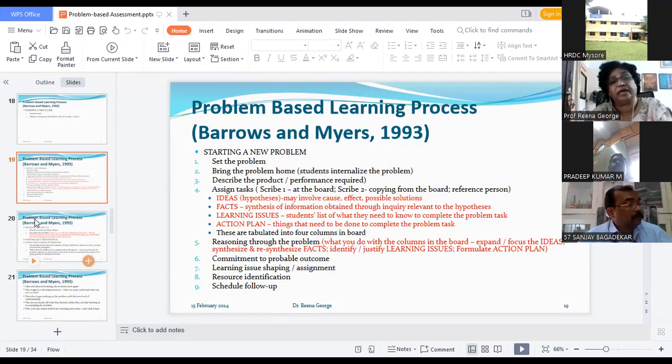Okay, so you have ideas. What are you going to do with the ideas? Synthesize and resynthesize them. You have facts. Identify or justify the facts. Then you have learning issues. Then finally you formulate the action plan. So these are the things that you should do when you are reasoning through the problem. And the 6th one is commitment to a probable outcome. Then we have learning issue shaping or assignment.